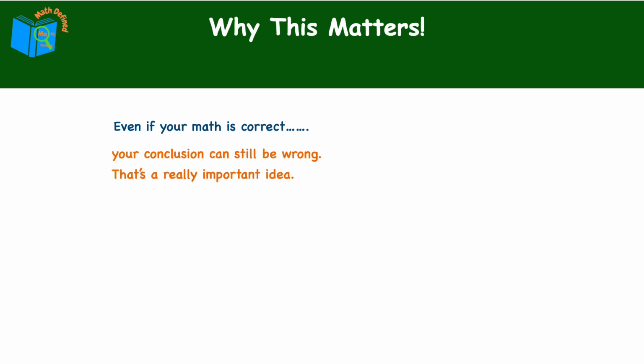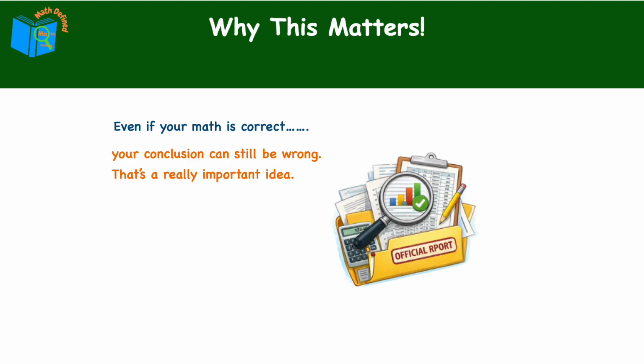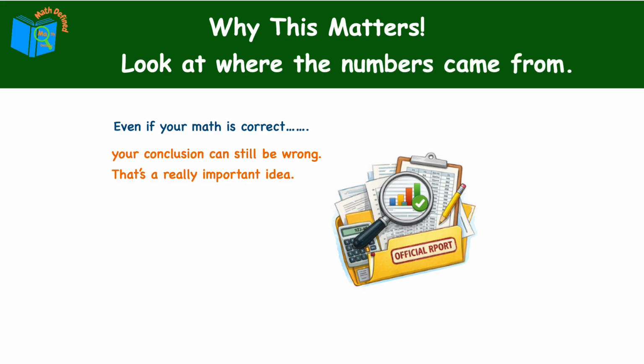Now let's take that idea one step further. Even if your math is correct, your conclusion can still be wrong. And that's a really important idea, because in statistics, it's not just about doing the math correctly. It's also about looking at where the numbers came from. So if the sample is biased, then the conclusion may not be valid.